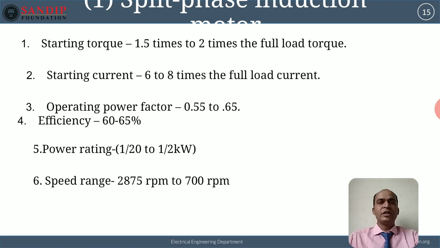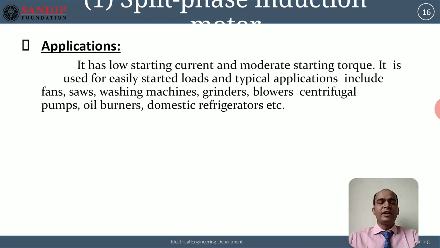The efficiency of a single phase induction motor is 60 to 65% because the motor has a rotating part, and when the motor rotates, mechanical losses are also present. There are some applications of split phase induction motors. First, it has low starting current and moderate starting torque. It is used for easily started loads, and typical applications include fans, hacksaws, washing machines, grinders, blowers, centrifugal pumps, oil burners, domestic refrigerators, etc. These are the applications of split phase induction motors.